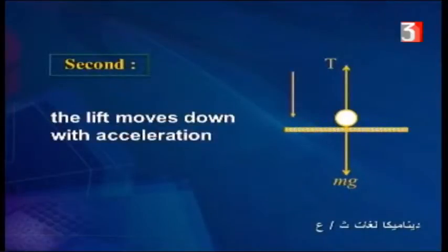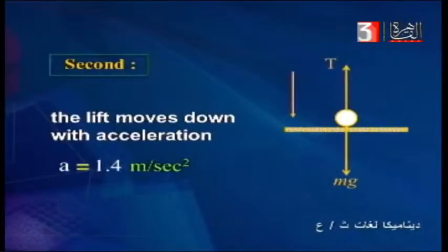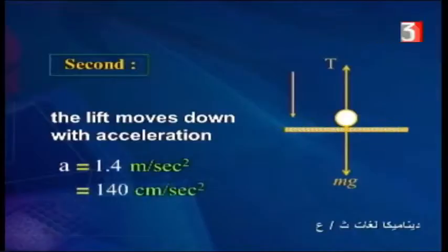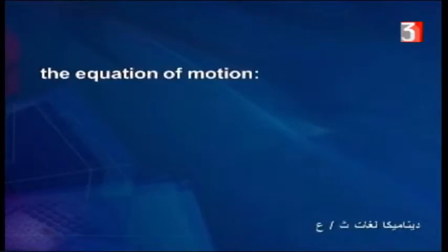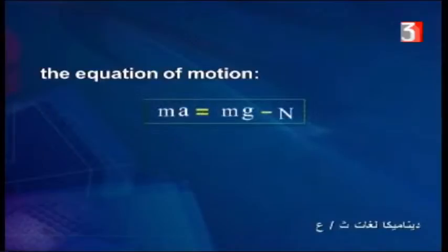The second required, or the second case: the lift moves down with an acceleration of magnitude 1.4 meter per second square, the same acceleration, or 140 centimeter per second square. Then what is the equation of motion? Yes, ma equals mg minus N.